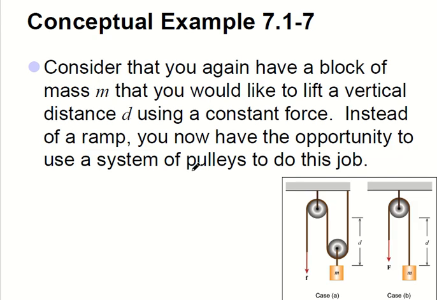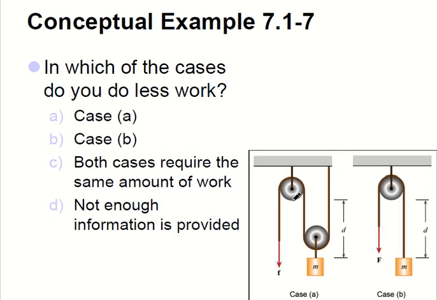Alright, the next problem is on the pulley. So you have a block of mass m, and you want to lift it a vertical distance d. You're going to use a constant force. Instead of a ramp, you now have the opportunity to use a system of pulleys to do this job. Of course, we want to compare the work again. When you look at it, we already identified d as the same. So we're going to figure out our F. So you do the same thing.